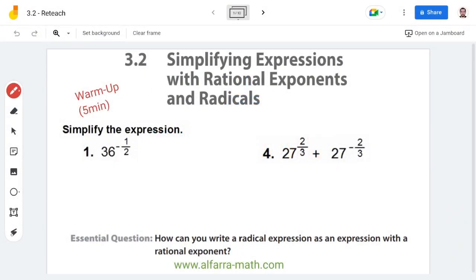Today we're going to start a new lesson, simplifying expressions with rational exponents and radicals. This lesson continues from 3.1. Now we are going to take more variables and numbers. You can find all my lessons on my website here. Now let's start with the first one.